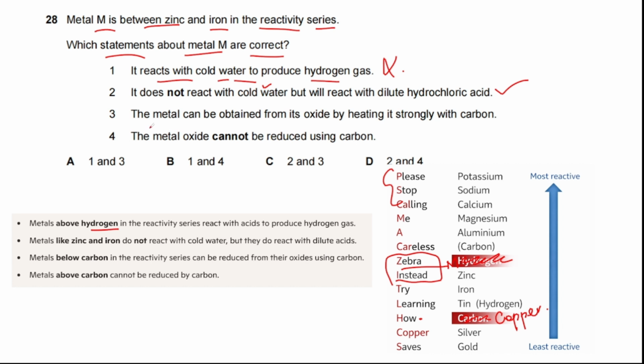And the next one is that the metal can be obtained from its oxide by heating it strongly with carbon. If the metal is below carbon in the reactivity series, it can be reduced. Here is your carbon, and zinc and iron are below it. So the metal oxide can be reduced using carbon. So options 2 and 3 are correct. So the correct option is option C.